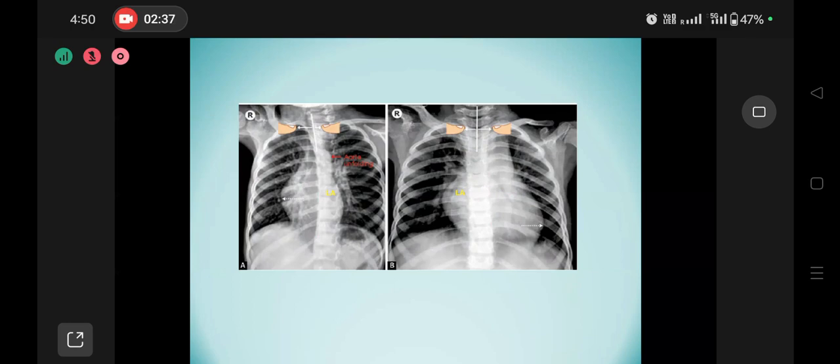Right. Now here there are two X-rays. It's quite obvious which X-ray is better. One X-ray, the heart size, heart is in the center. You see the normal configuration.